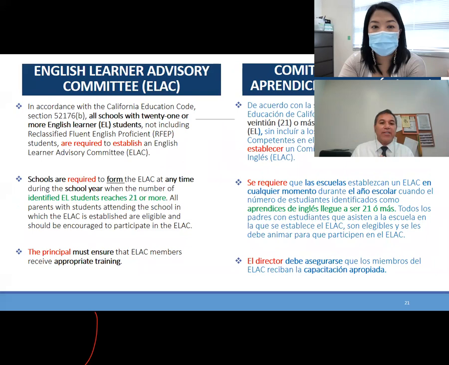So why do we have an ELAC? This is a state law. All schools who have at least 21 or more English learners must have an English Learner Advisory Committee, or ELAC. We have to form the ELAC during the school year. We usually do it at the beginning of the year. And we always have more than 21, so we always have an ELAC committee.